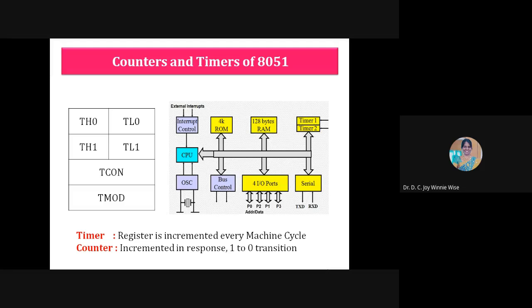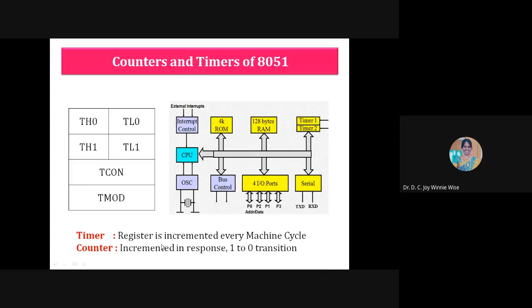Okay. So in the clock pulse, we'll be seeing the next slide. In the clock pulse, we have two transitions, 0 to 1 and 1 to 0. So when there is a transition from 1 to 0, it will act as a counter. I will be explaining the next slide also.